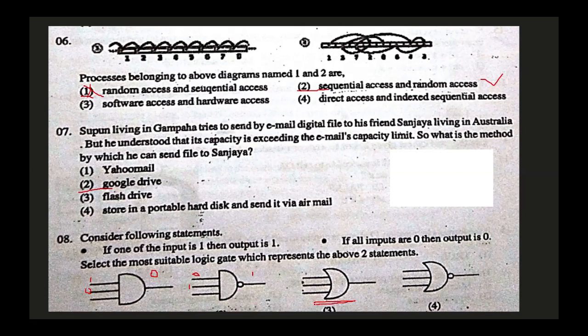This is the correct answer, because you see here, if one of the inputs is 1, that is sufficient for the output to be 1, because 0 1 1 1. And also here, if all the inputs are 0, definitely the output is 0 in an OR gate. So this is the OR gate. This is the answer for this.